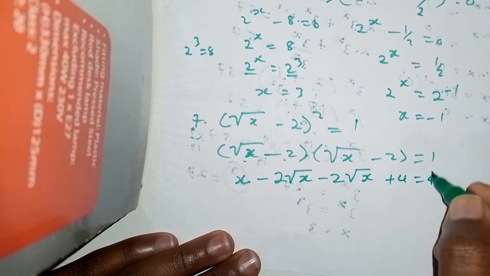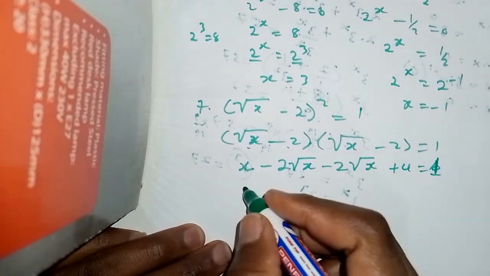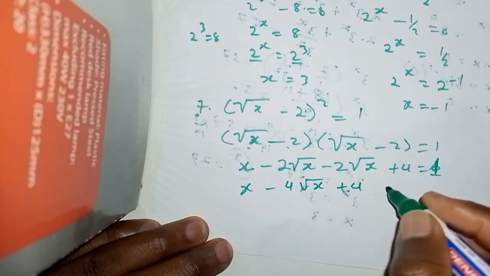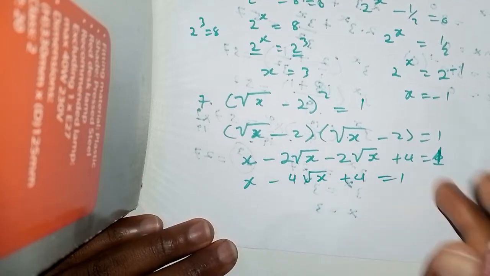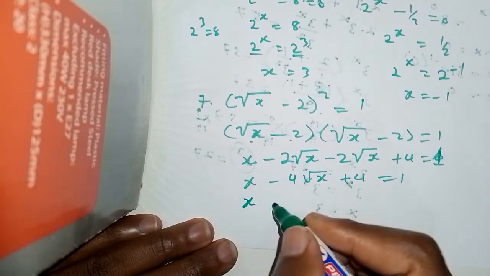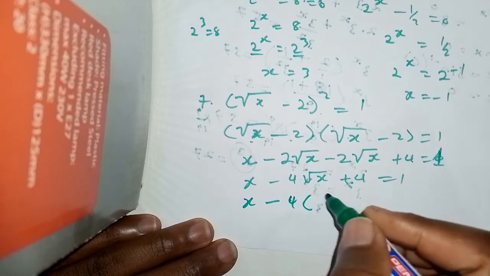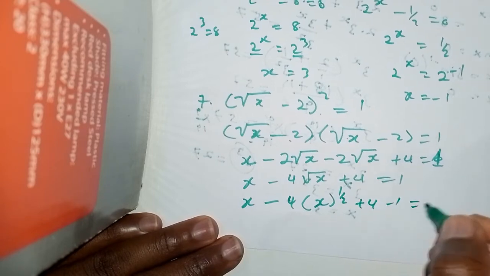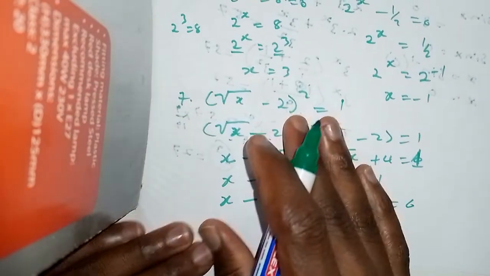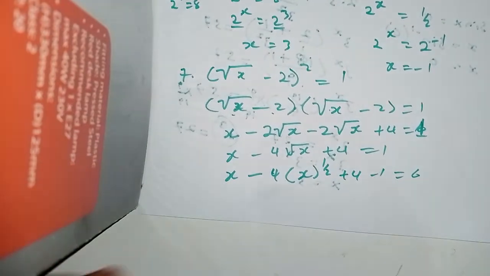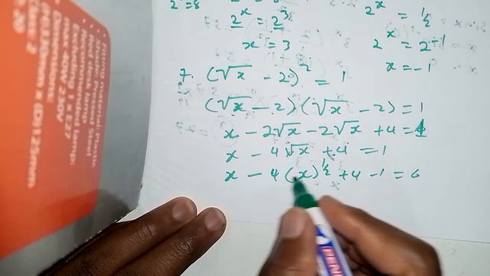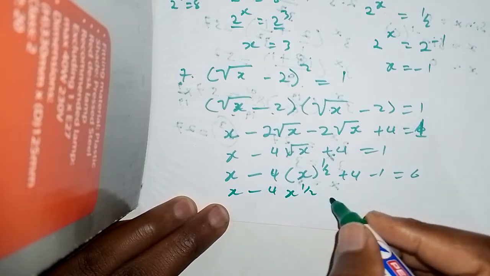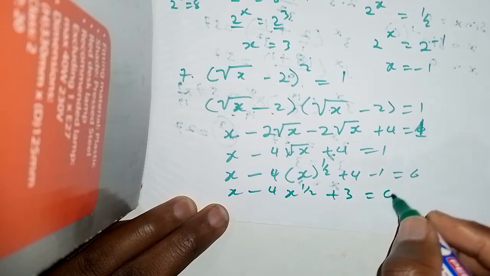This is equal to 1, not 0. This is equal to 1, right? Then I'm going to have x minus 4 root x plus 4 is equal to 1, right? Take this one to the other side. I'm going to have x minus 4 x to the power half plus 4 minus 1 equal to 0. Okay, x minus 4 x to the power half plus 3 equals 0.